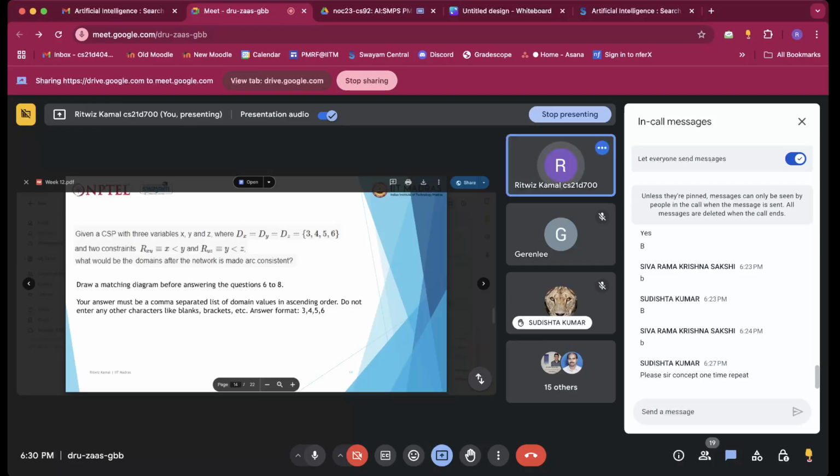And there are two constraints given to us. The constraint between x and y is that x should be less than y, and the constraint between y and z is that y should be less than z.